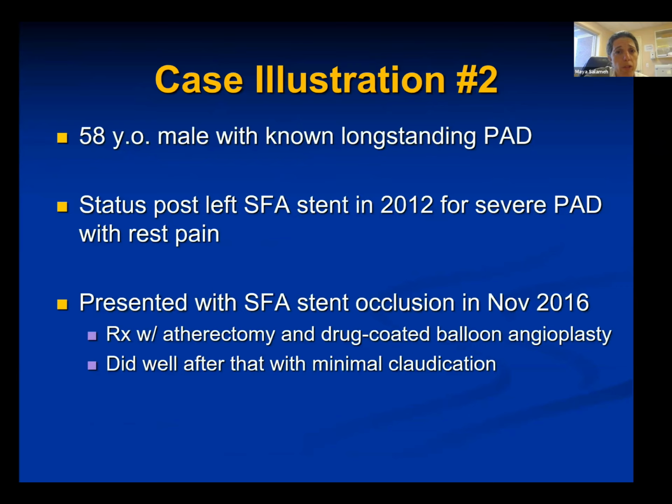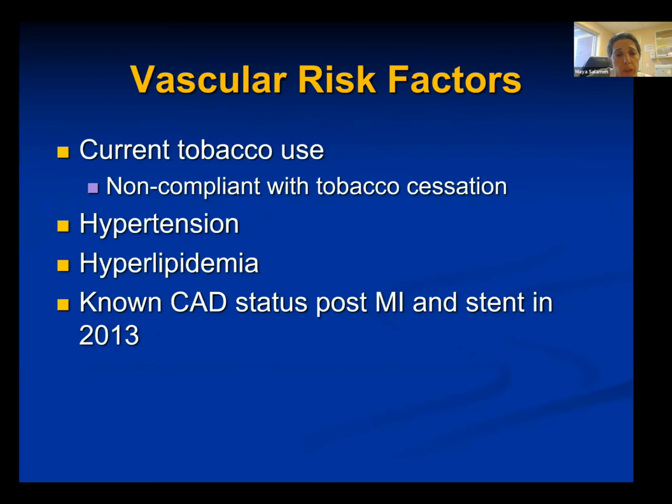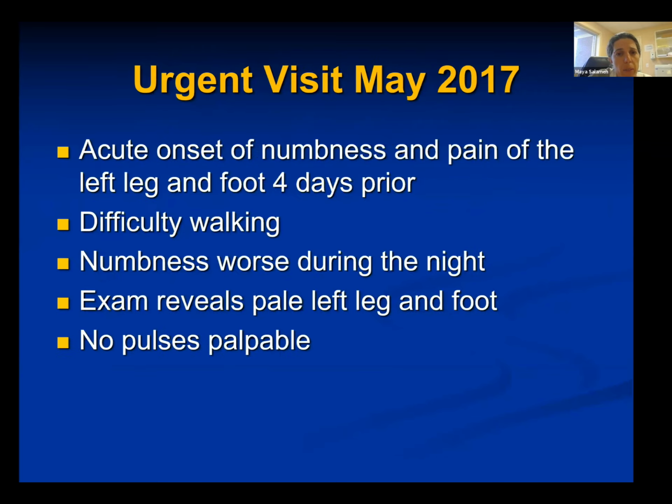So now I just wanted to give you a bit of a different case to talk about what we do post-revascularization. This was a 58-year-old gentleman who had had an SFA stent previously and presented with complications, SFA stent occlusion in 2016 that required atherectomy and angioplasty. His risk factors included current tobacco use, and he also had known CAD and prior MI.